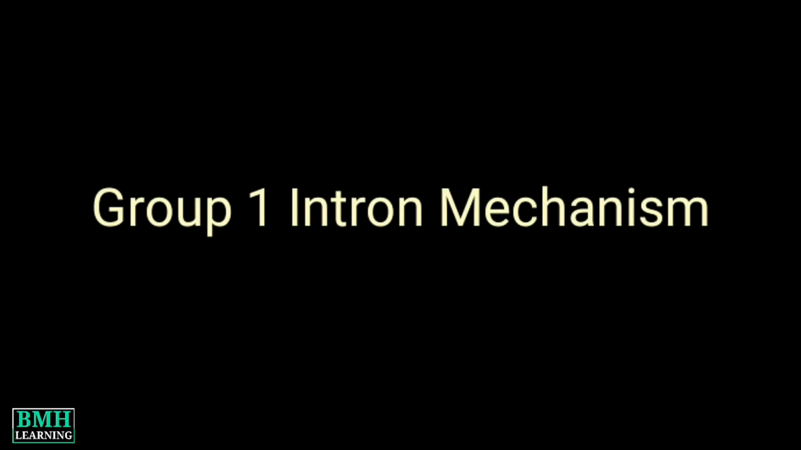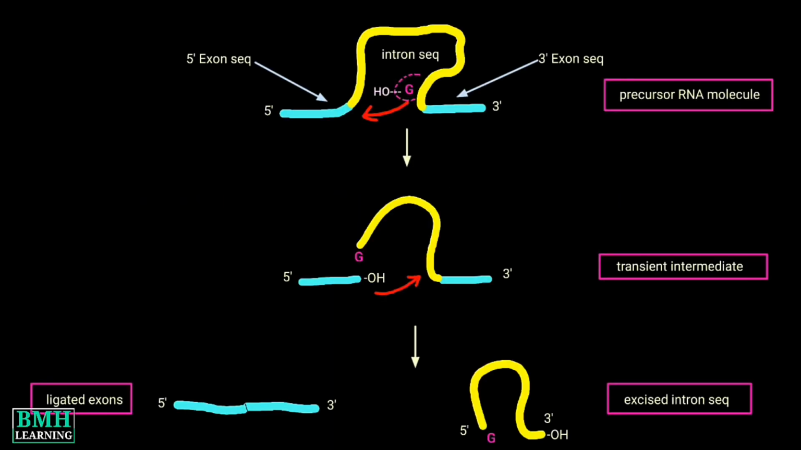Group 1 intron mechanism. The first step of splicing in a Group 1 intron involves nucleophilic attack at the 5' splice site by the 3' hydroxyl of an exogenous bound guanosine cofactor. This reaction adds the guanosine onto the 5' end of the intron and releases the 5' exon.